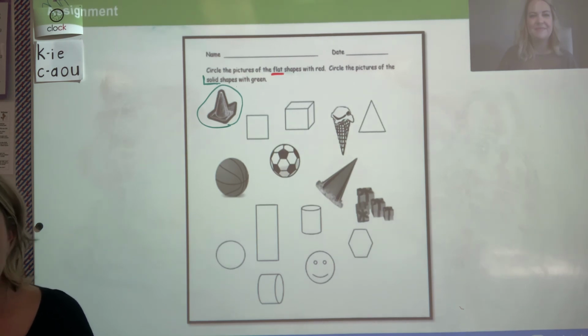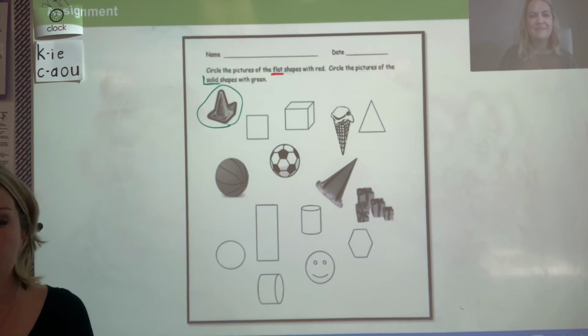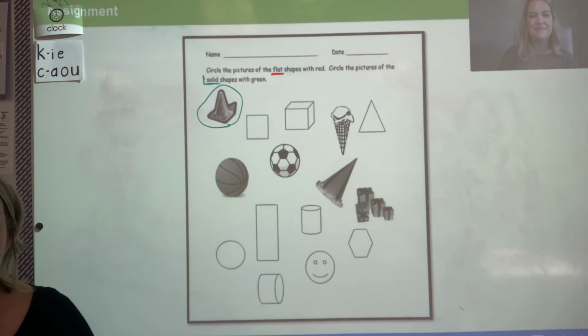Miss Kate, my cone is not colored. It has some white and I'm coloring it green. Okay. Yes, Estelle? And what are solid shapes? Because I don't want to get mixed up because then I might get it wrong. Yeah, it's okay. Remember, a solid shape is a shape that if you look at it from the side, it still sticks up, like 3D. Okay.